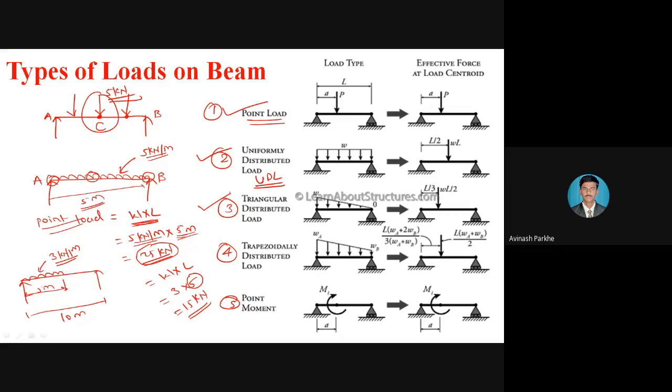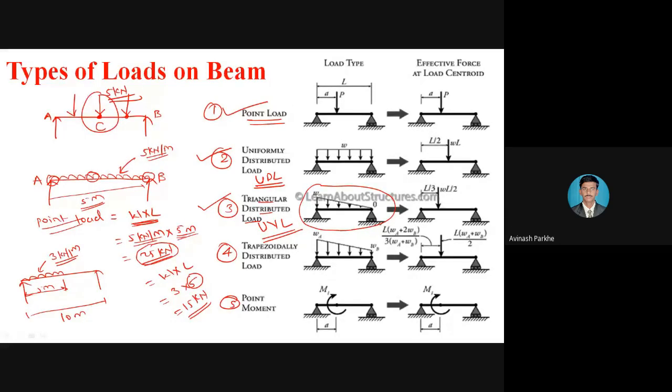triangular distributed load, which is also called a uniformly varying load. In short, it is called a UVL. First, we discussed the UDL, uniformly distributed load. Now this is called a UVL, or sometimes also called a triangular distributed load. Okay. Now, what is the definition of UVL? The load is applied in a triangular manner. You can see it in this particular figure. Here, the figure is given.